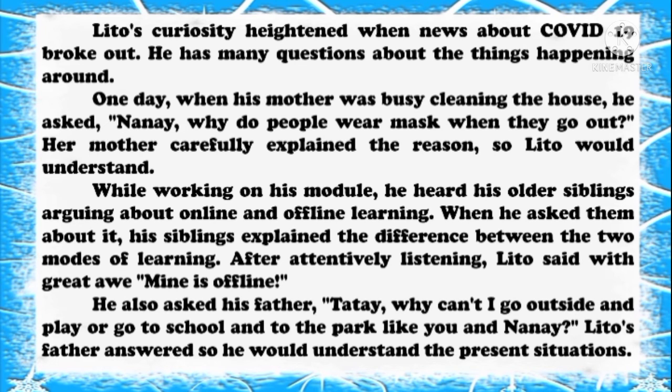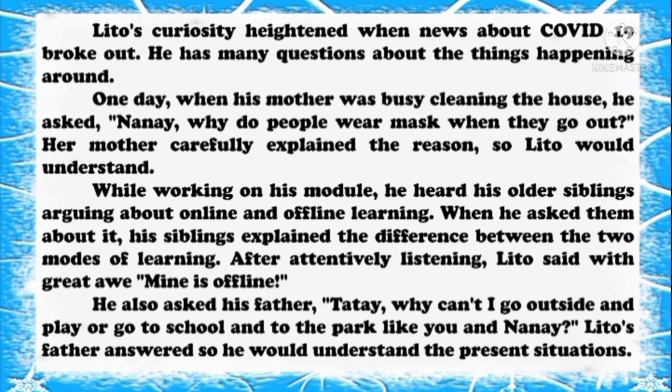So here's the example of 5 irregularly spelled words from the story. First is curiosity. Next is explained. Next is learning. Next is answered. And situations. And now you can find your own answer.